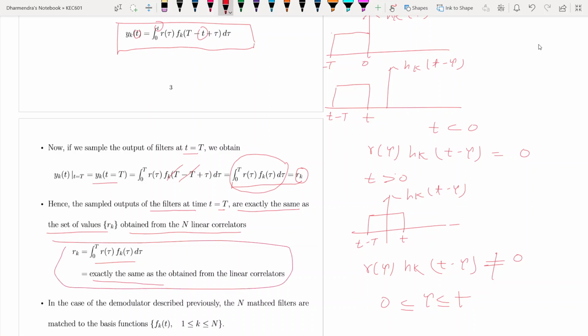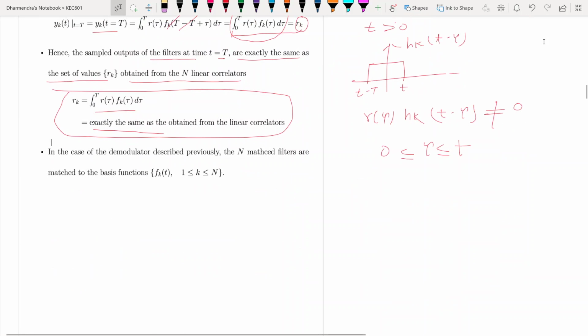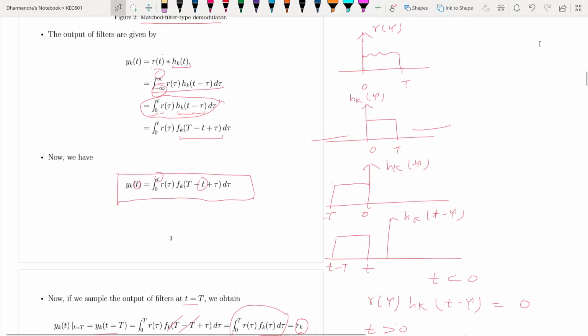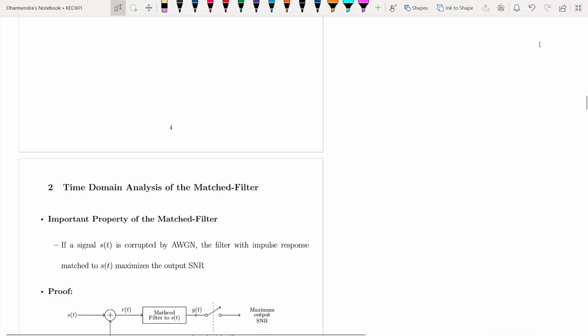Okay, so in the case of the demodulator described previously, N matched filters are matched to the basis functions, not r of t. So let us analyze this matched filter in the time domain. We will discuss the time domain analysis of the matched filter.